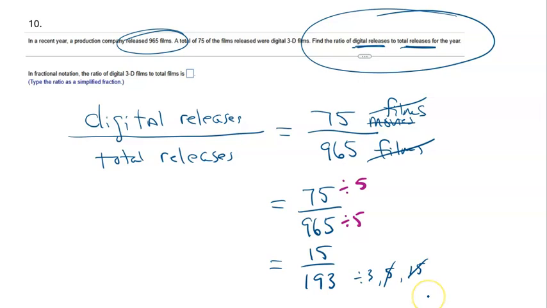All right, so let's see if it divides by 3. You could do that long division, you could do it with a basic calculator, and it doesn't. When I divide it with a basic calculator, I get 64.333, or 64 1/3. So that means that this does not divide by 3. Therefore, we are completely simplified.